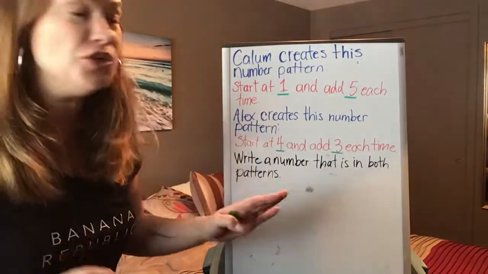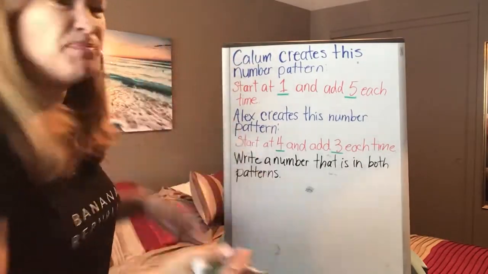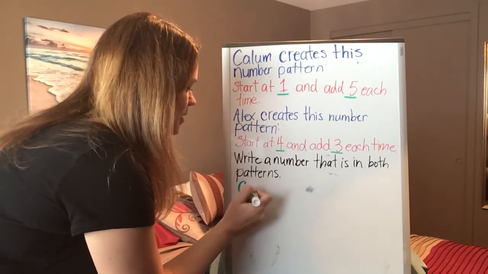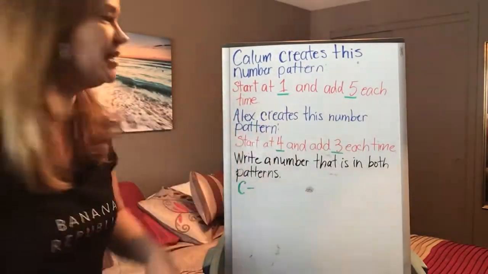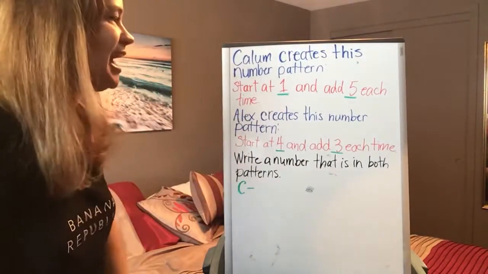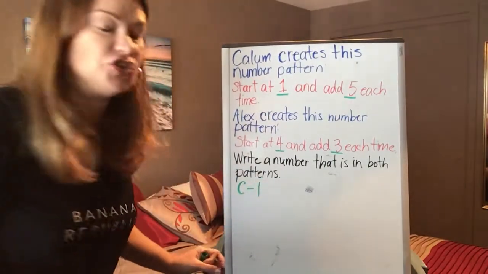So what we're going to do is we're going to do some of Callum's pattern first. So I'm just going to put a C for Callum. There we go. And I'm going to put a little bit of a line or an arrow or something like that, so I separate his pattern from his name. So there's C for Callum. So he starts at 1 and he adds 5 each time.